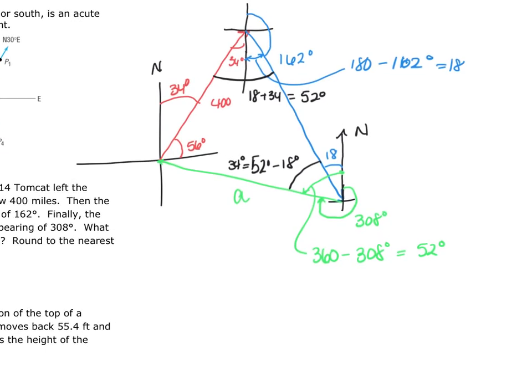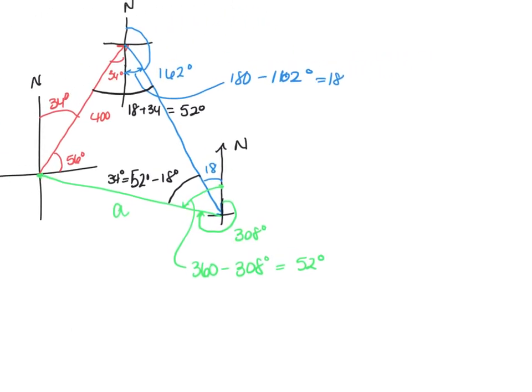Okay, this is where I am so far. I'm going to redraw my triangle over here with all the things that I know. I know this is 52 degrees. I know this is 34 degrees. I know that this is 400. What I'm asking for is A.